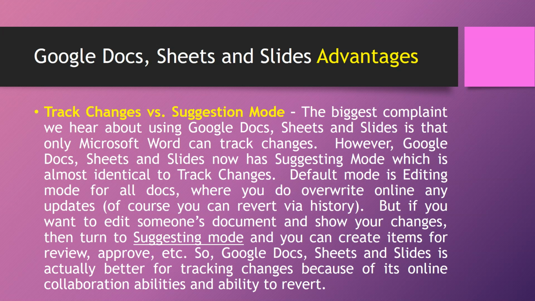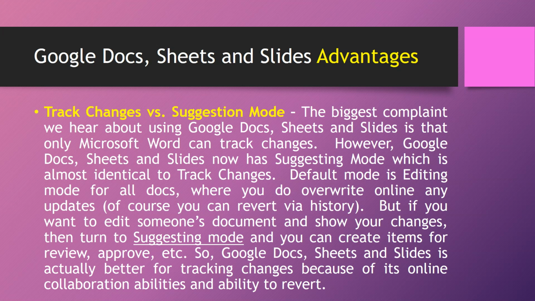However, Google Docs, Sheets, and Slides now have suggestion mode, which is almost identical to track changes. So you can have the changes that you're making to those documents tracked. Do you understand what I'm saying? Using this suggestion mode. I hope you get what I'm saying. So that's what is being called suggestion mode on Google Docs, Sheets, and Slides.